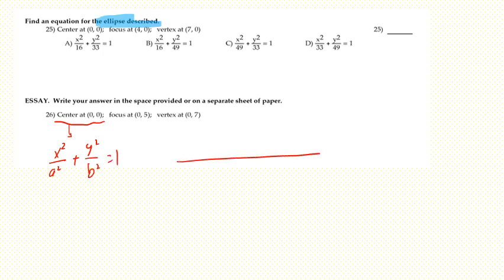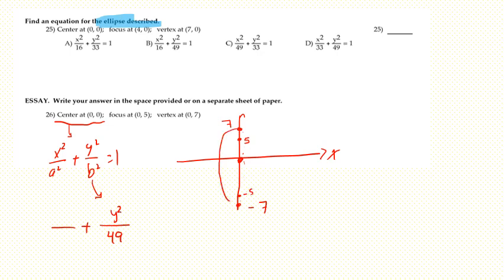So if you draw an x-axis and y-axis, this point is 0. The vertex is 0 and 7, up here. Since I move from 0 to 7 up, I should move 7 down. So this distance is 7, this distance is 7. So the number below the y should be 49. The focus point is at 5, so it's up 5 and down negative 5.